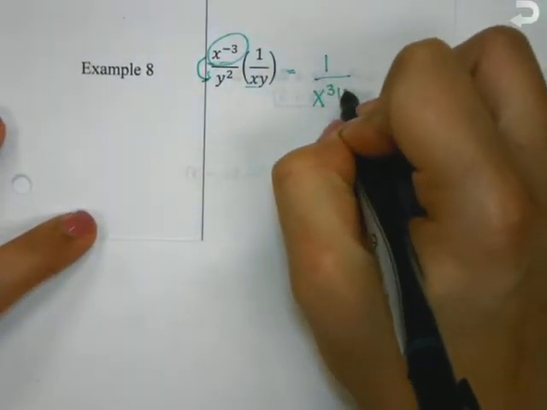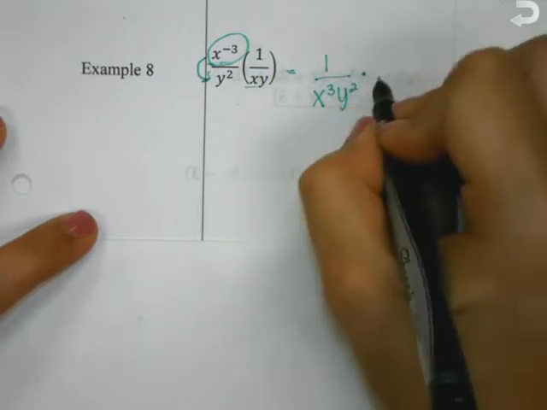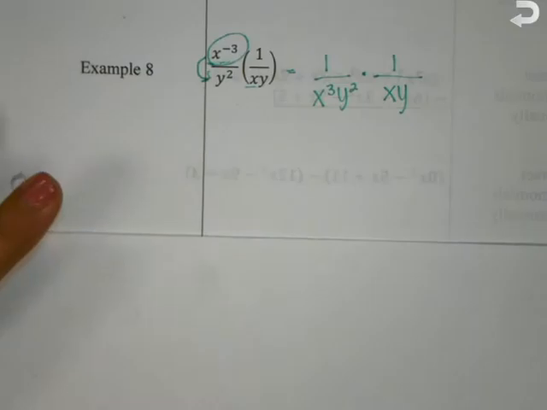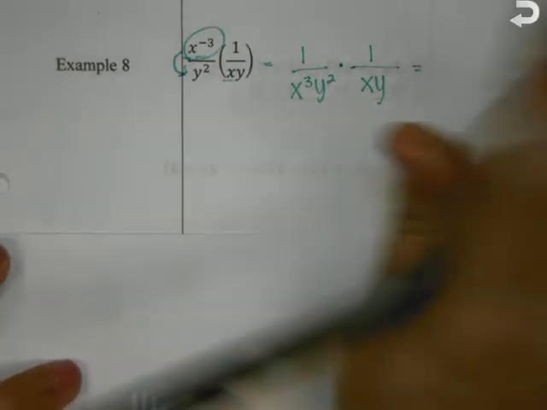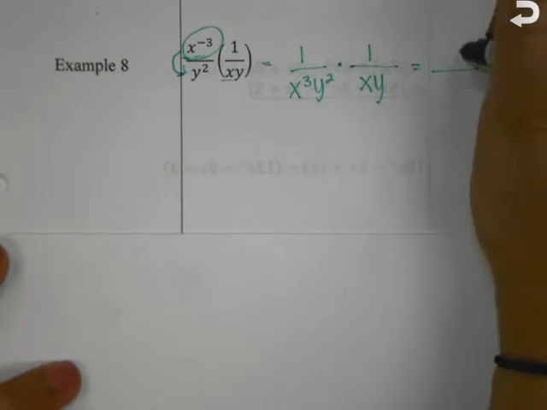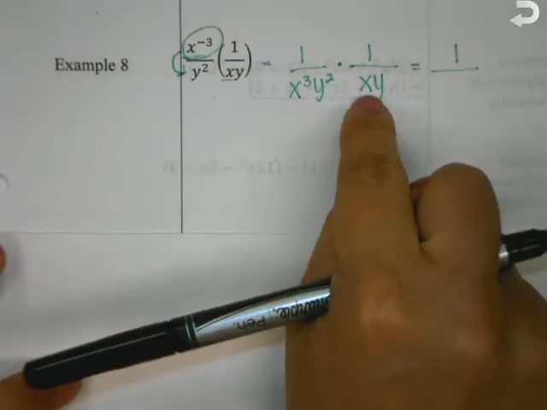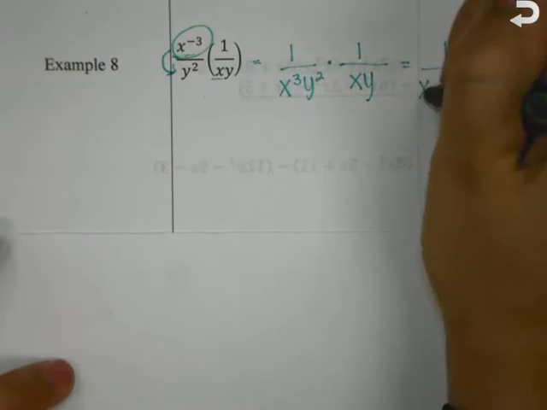Now we just get to multiply straight across. So 1 times 1 gives me 1. X to the 3rd times x, what's that going to give me? X to the 4th. Y squared times y is y to the 3rd. And that's your answer.